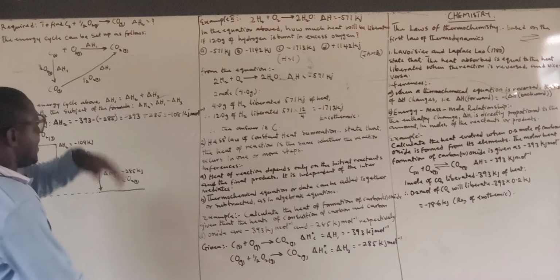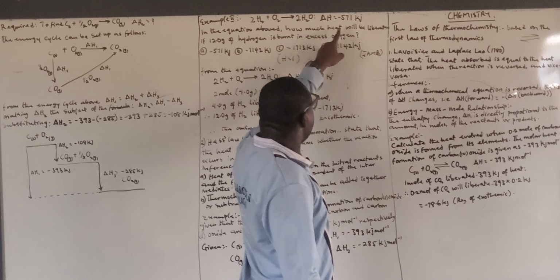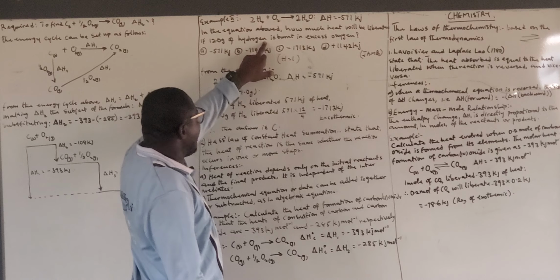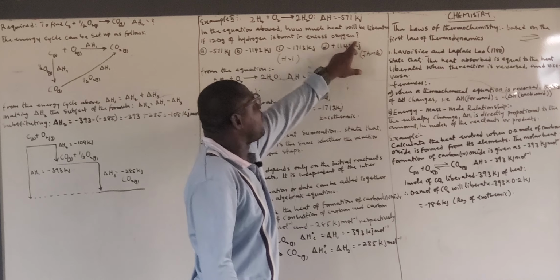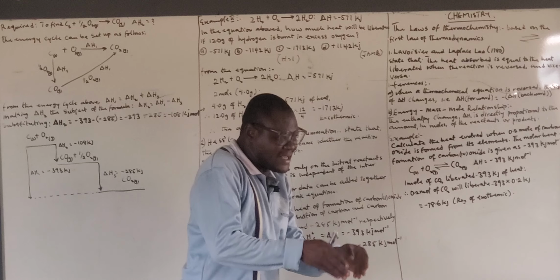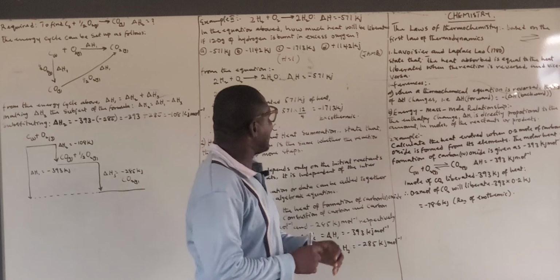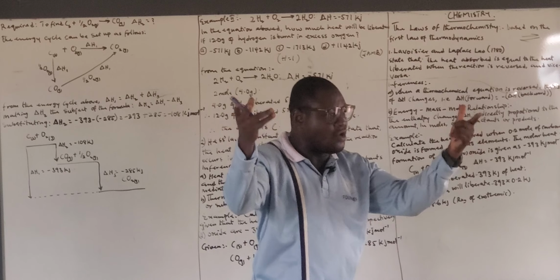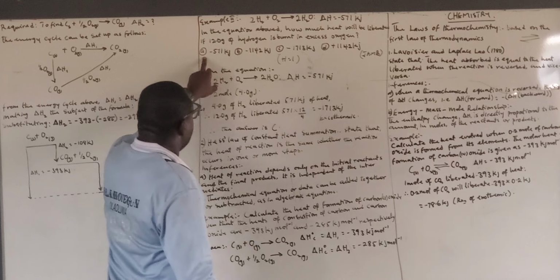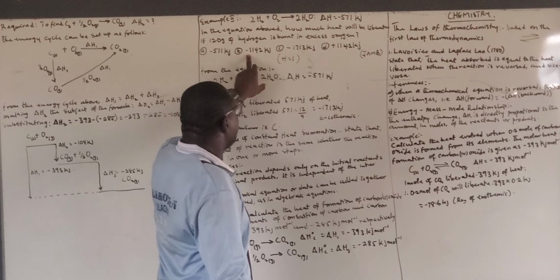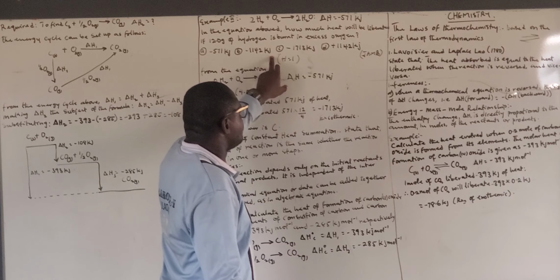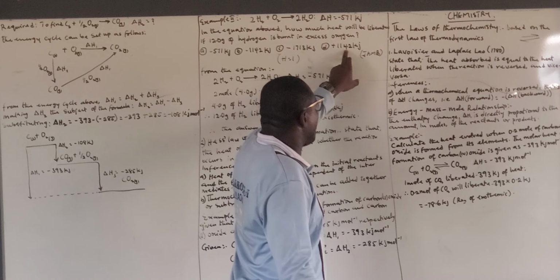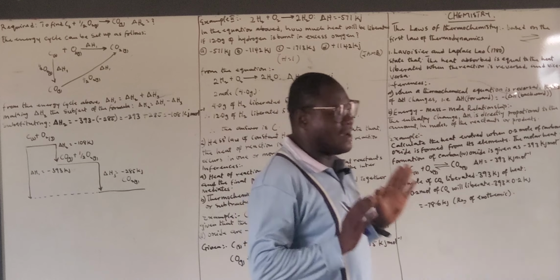571 kilojoule. In the equation above, how much heat will be liberated if 12 grams of hydrogen is burnt in excess of oxygen? That is, if they expose it to oxygen, burnt in excess of oxygen. Options: A, minus 571 kilojoule. B, minus 1142 kilojoule. C, minus 1713 kilojoule. D, plus 1142 kilojoule. That's the JAMB question.